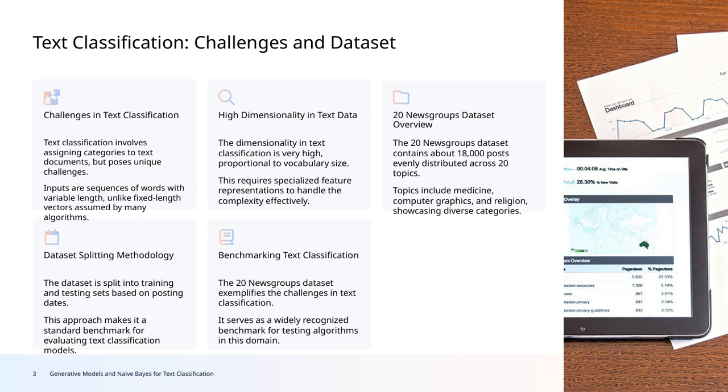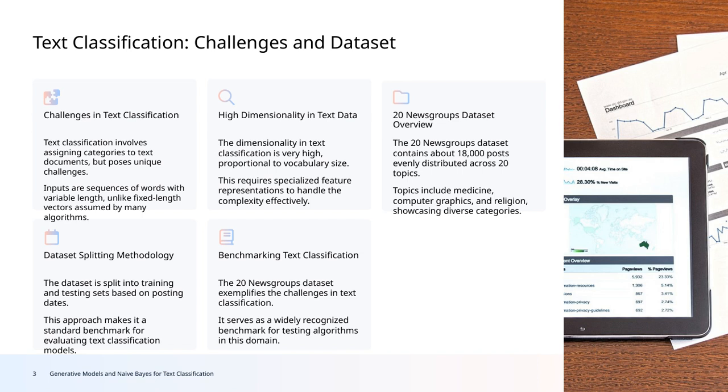Now, the dataset itself contains about 18,000 posts, and these are evenly spread across 20 different topics. These topics cover a broad range: medicine, computer graphics, religion, and more, showing just how diverse the categories can be in text classification tasks. One of the big challenges in this area is the high dimensionality of text data. The number of features or dimensions is proportional to the size of the vocabulary, which can be enormous. This makes it necessary to develop specialized feature representations that can handle this complexity efficiently.